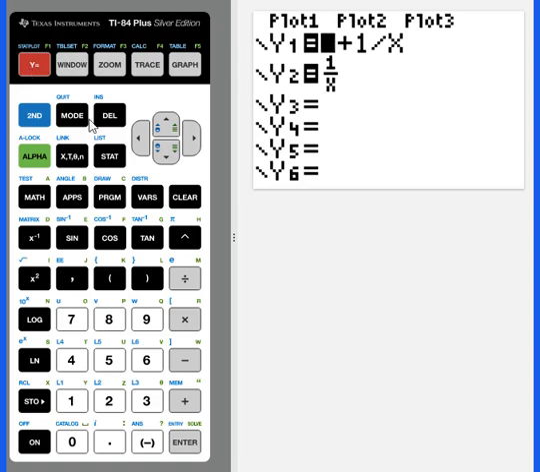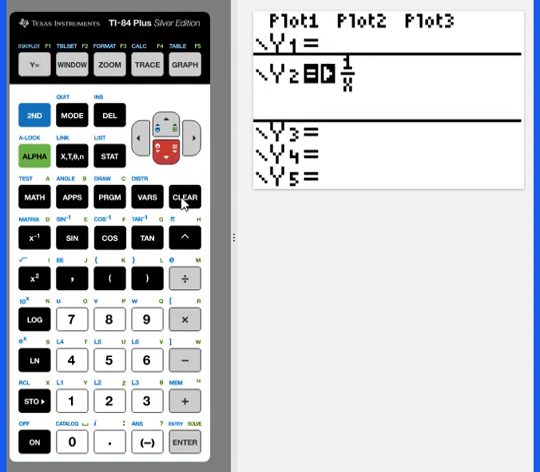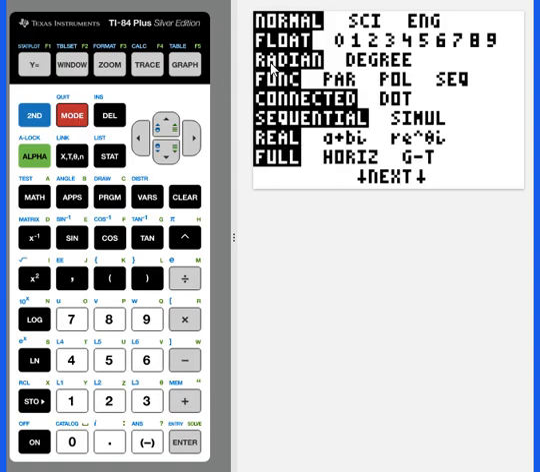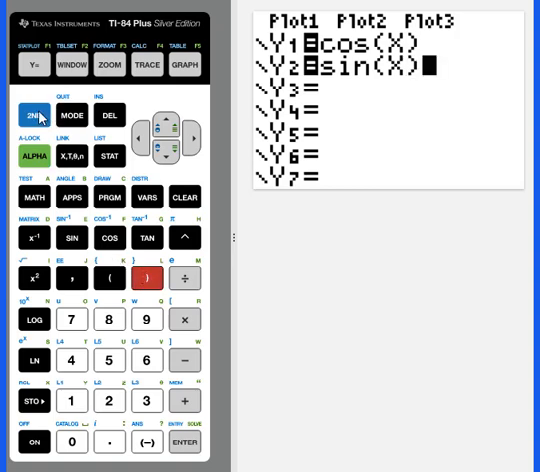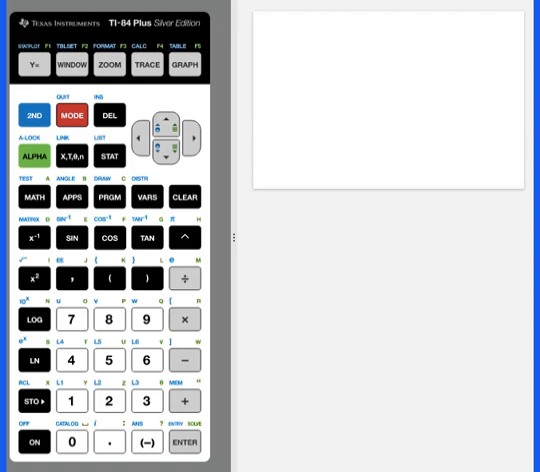First of all, we go to y equals. Make sure the mode is radian. Then we have cosine x. For y2, let's set up sine x. Because we already know the intersection is pi over 4, we go to math 9, from 0 to pi over 4.